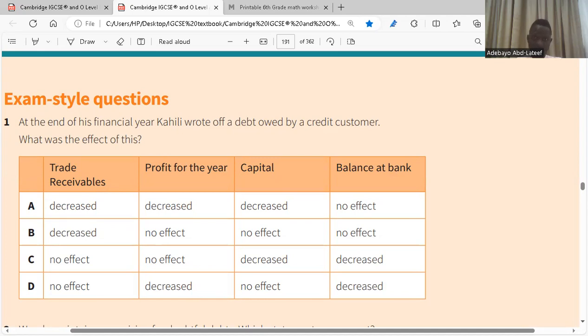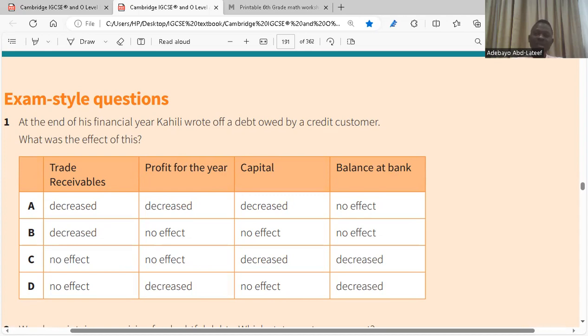Bad debt written off will decrease your trade receivable. It will reduce. Because bad debt written off is an expense, your profit for the year will reduce. Your capital does not have an effect. Your balance at bank does not have any effect.